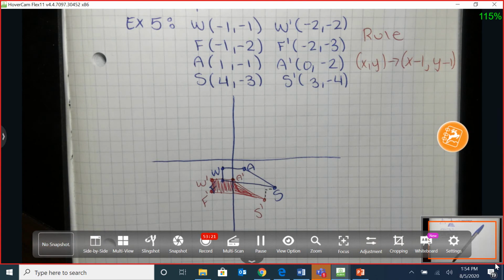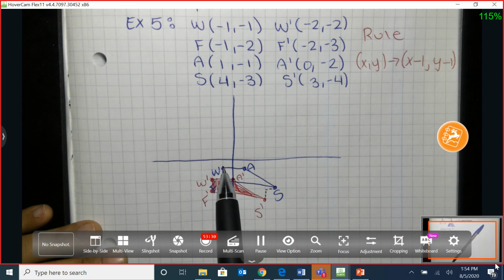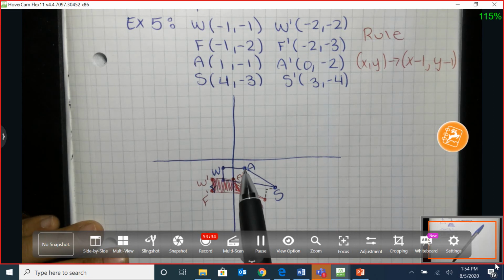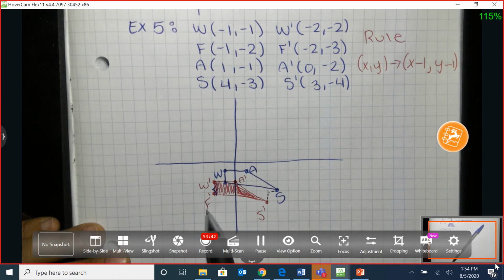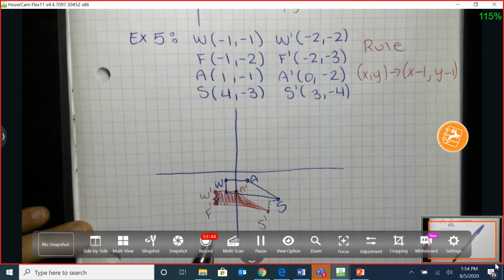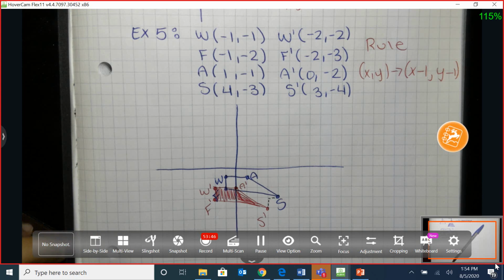Simple as that. Locate one point, find the rule, and you can always verify everything else. So if I go to W, I should go 1 left, 1 down. Did it match? Yes. A to A prime, 1 left, 1 down. Yes, it matched. F is here. Left 1, down 1, F prime. It matched. So that's how we know that we did it correctly.